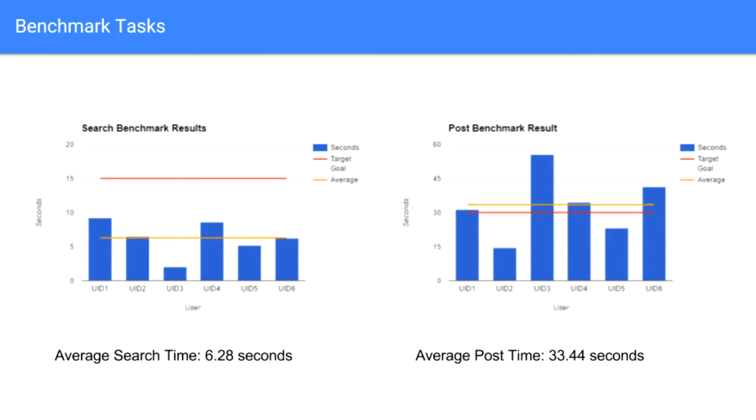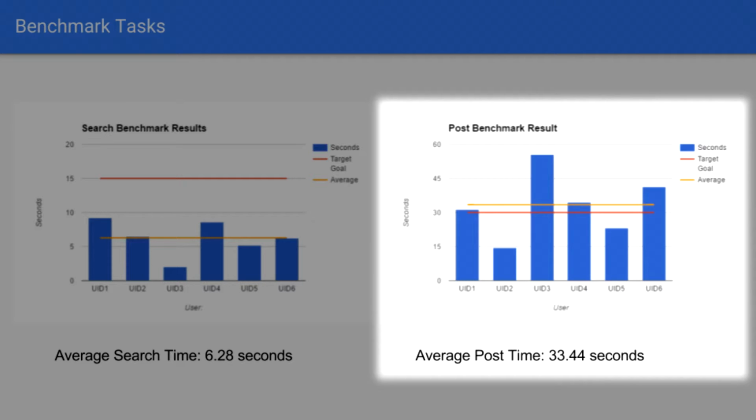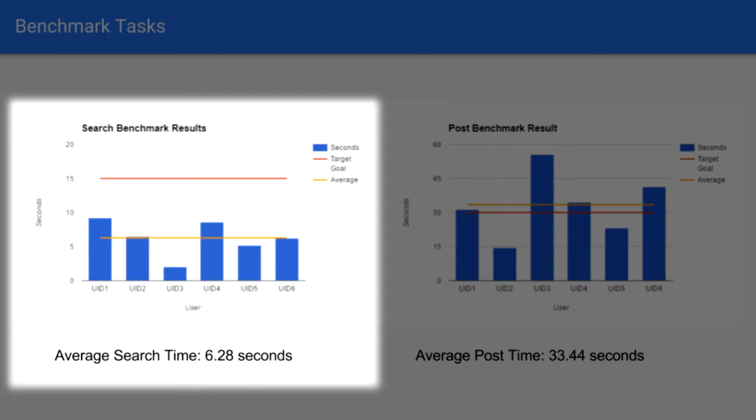On average, users were able to complete the process of posting a textbook in 33 seconds, which was very close to our target of 30 seconds. We stripped down the posting process to just 1 page, which likely explains why our users were able to come so close to hitting our target. Participants were able to search for a textbook in 6 seconds, surpassing our target time of 15 seconds.